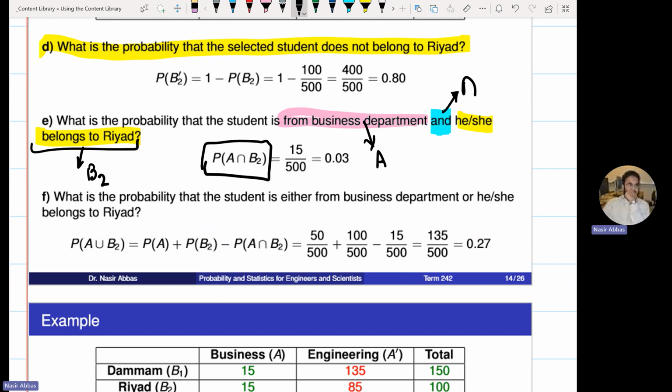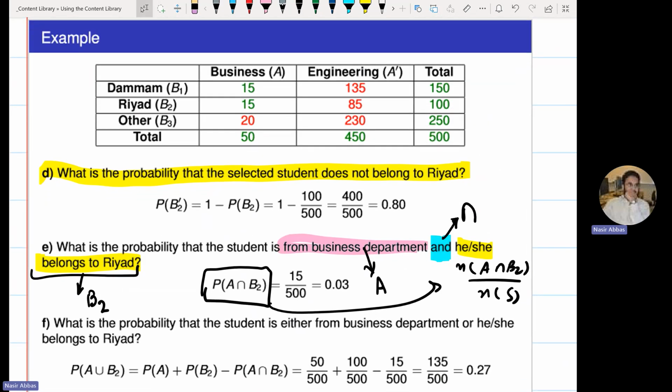Now here I will not use any rule. I will simply find this probability to be N of A intersection B2 over N of S. So go to the table and see how many outcomes belong to A intersection B2. Let me highlight this one with green color. N of A intersection B2 with the green color. And in the table, here is N of A intersection B2. Okay, 15. So you put it into the formula, 15 by 500, 3% is your final answer.